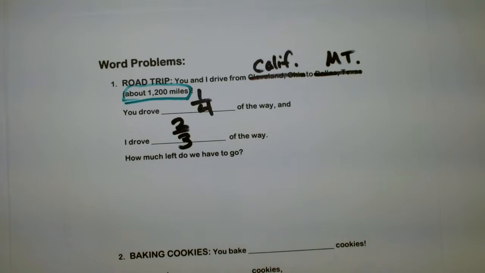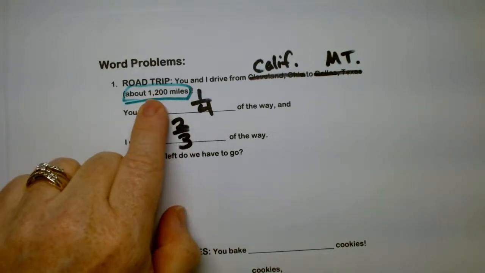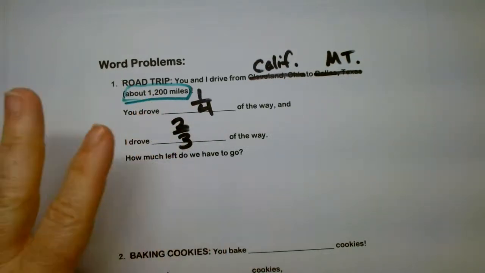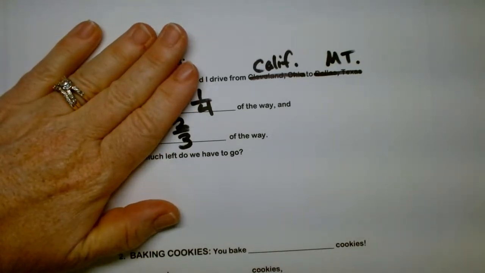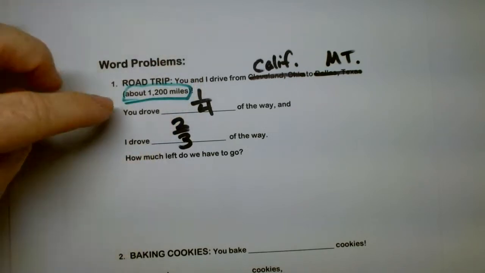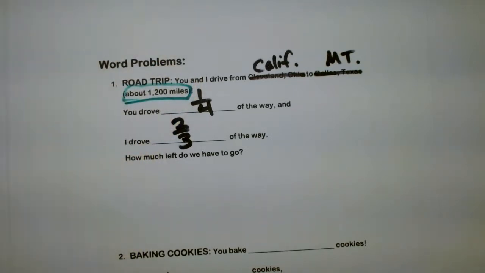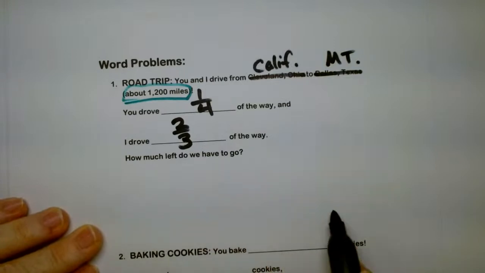Okay, so there are 2 ways of doing this. We could take a quarter of 1,200 and 2/3 of 1,200 and then figure it out, or we could figure out how much more we have to go as a fraction and then just do that conversion once, which I'm in favor of. So in this space here, you're going to write what I'm writing in my big fat marker up here.